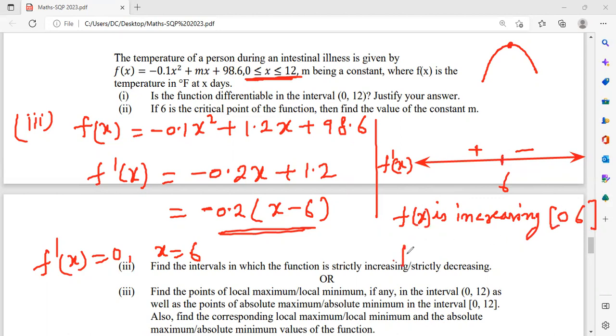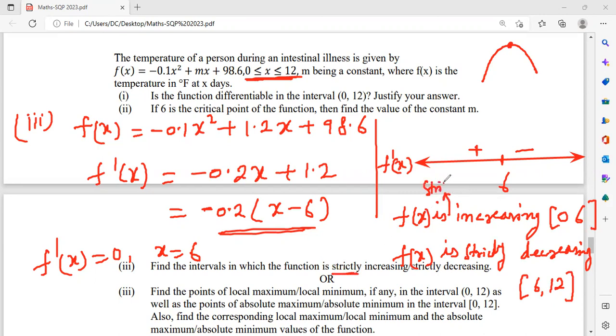And also f(x) is strictly decreasing on the closed interval 6 to 12. For both strictly increasing and strictly decreasing, you should use this word strictly, because they're asking for strictly. So this question, third part, is also done.